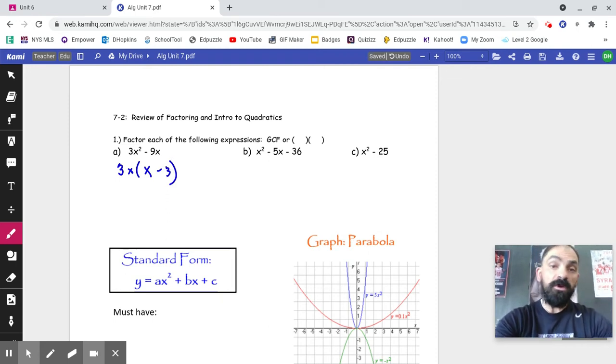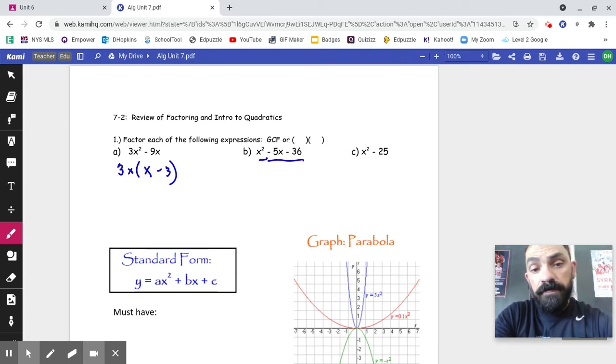And then to check our work, we would distribute. So 3x times x is 3x squared. 3x times negative 3 is negative 9x. So I didn't change my answer any. I just changed its appearance. So that's factored. This next one is a trinomial.